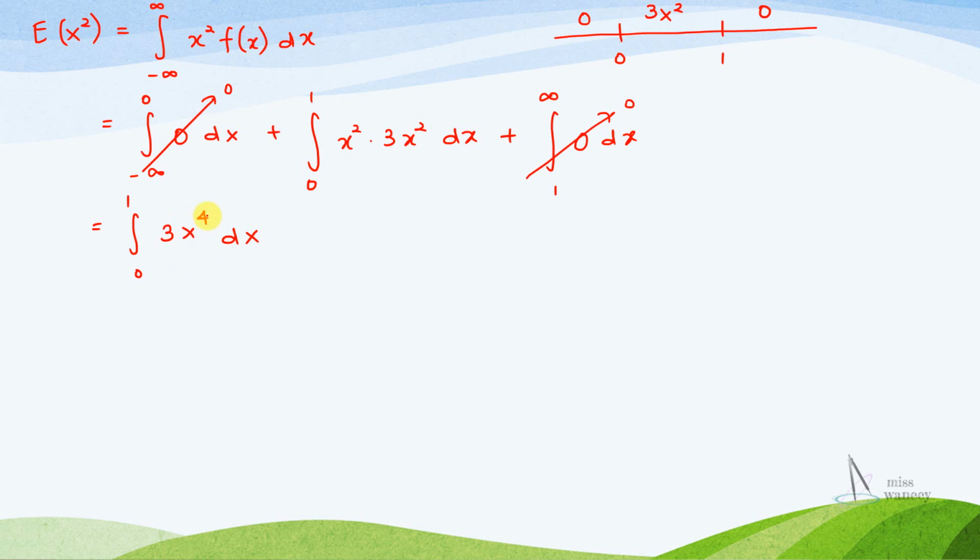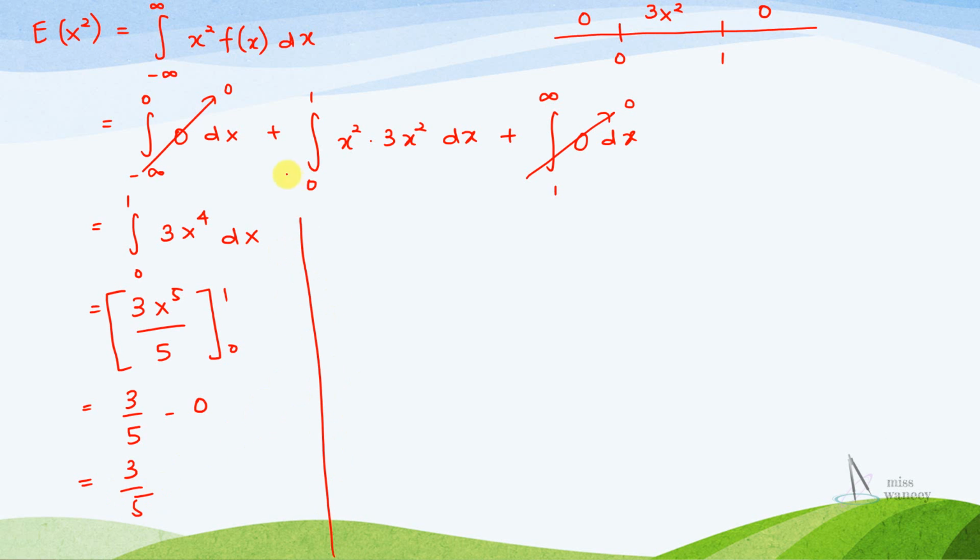Integrating x to the power of 4, we add 1 to the power and divide by the new power, so it will become 3x to the power of 5 over 5. Substituting the upper limit together with the lower limit, we get 3 over 5 minus 0. So this is simply 3 over 5.